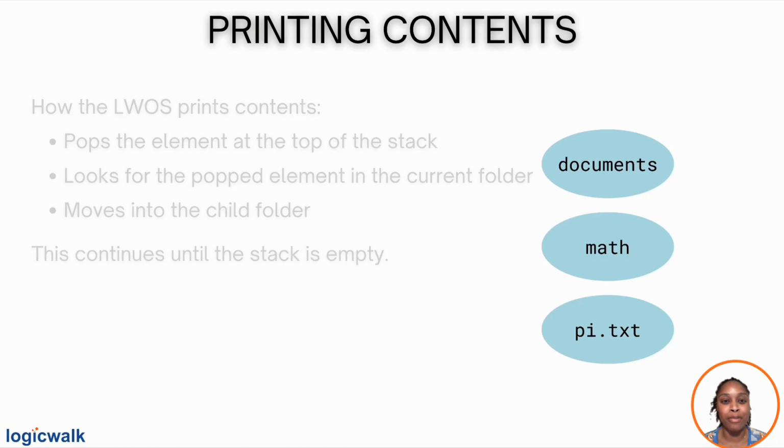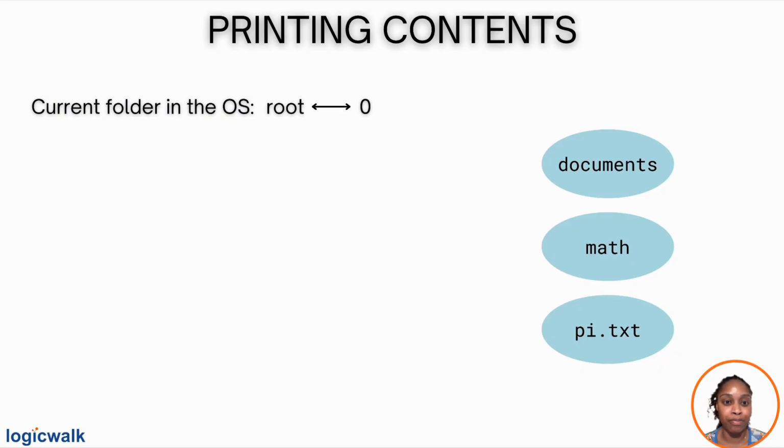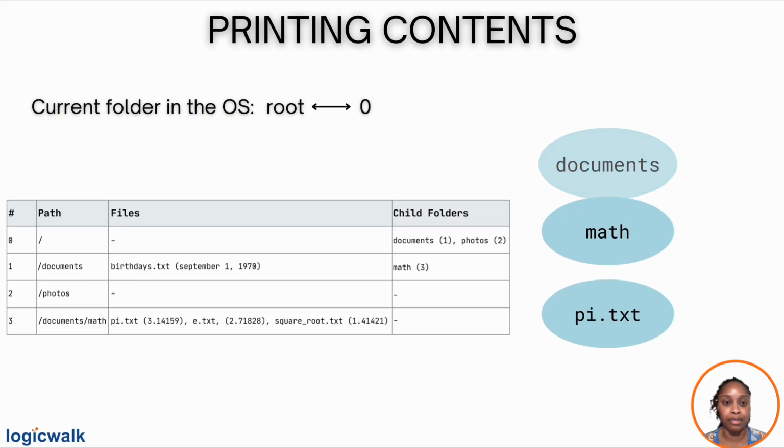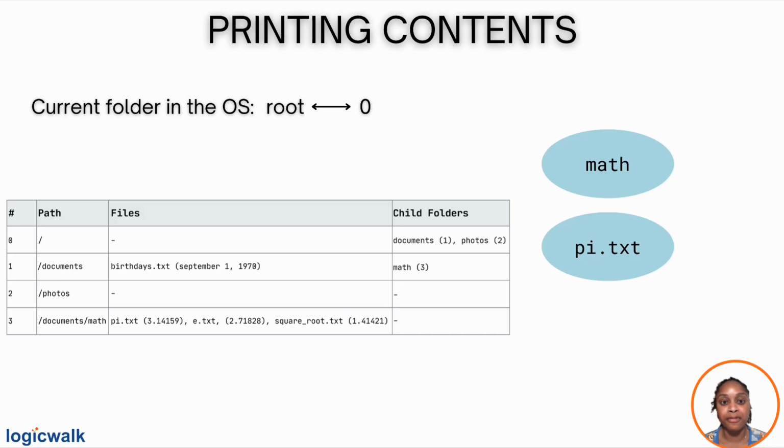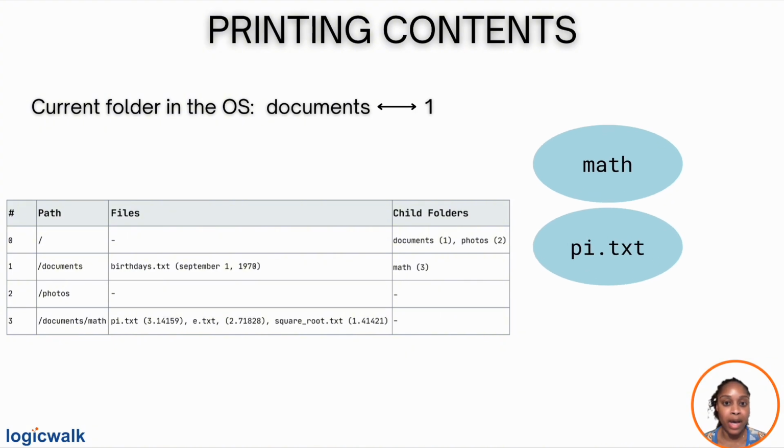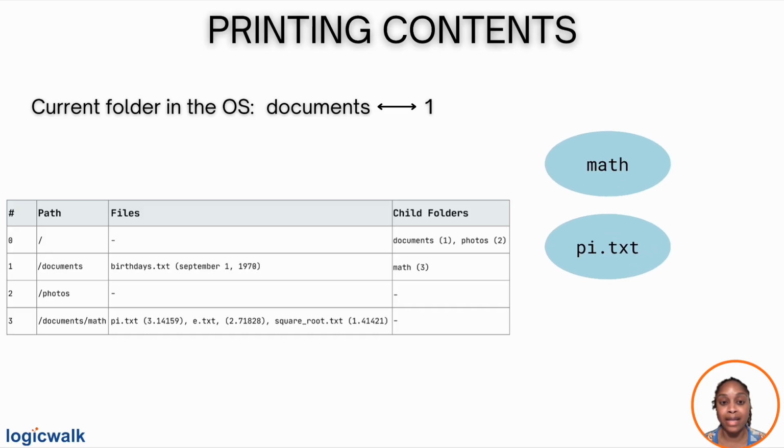The operating system always starts at the root folder, which is located at index 0. From there, the LWOS pops the first element from the stack, which is documents, and looks for it in the root folder's map. Because the documents folder is mapped to the index value 1, the OS knows that the documents folder is located at index 1. The operating system then moves into that folder. At this point, the stack is updated and now contains this.